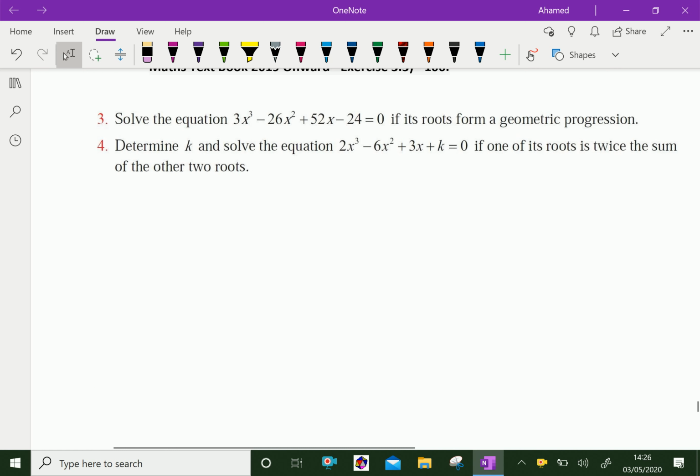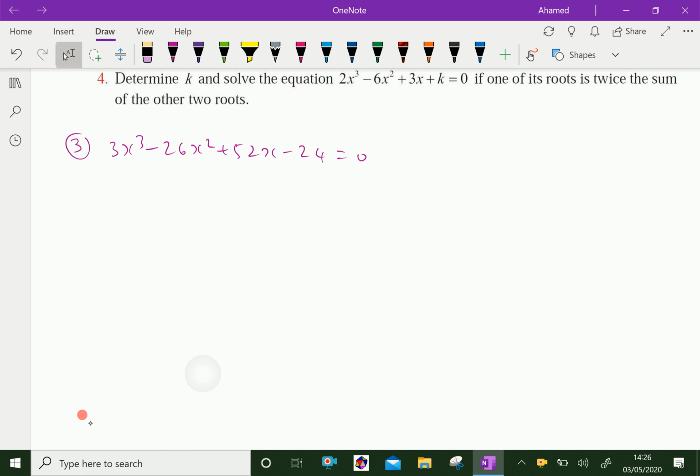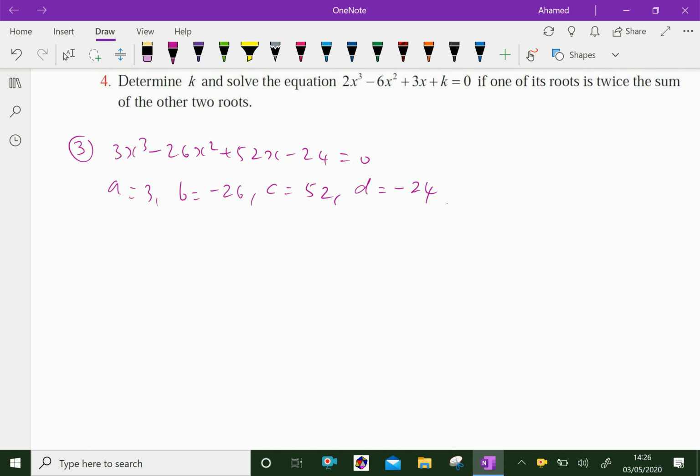Let's write the given equation: 3x cube minus 26x square plus 52x minus 24 equal to 0. Comparing with the standard equation, here a equal to 3, b equal to minus 26, c equal to 52 and d equal to minus 24. Here the roots are in GP.